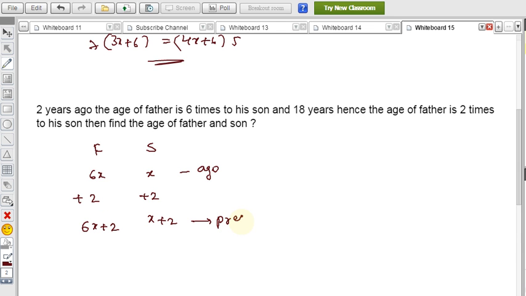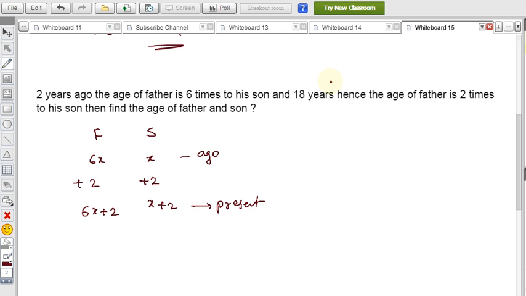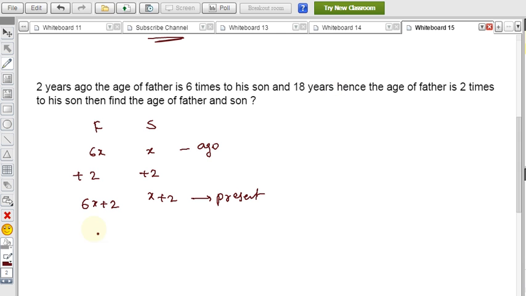This is the present. Then after 18 years the father's age is 2 times his son's. After 18 years, plus 18 and plus 18. So add this to both: 6x plus 2 plus 18 is 6x plus 20, and x plus 20. So this ratio is equal to the father's age being 2 times his son's, that is 2:1.